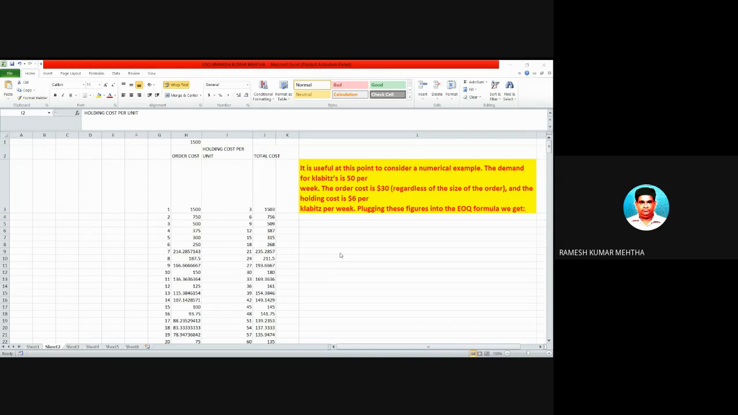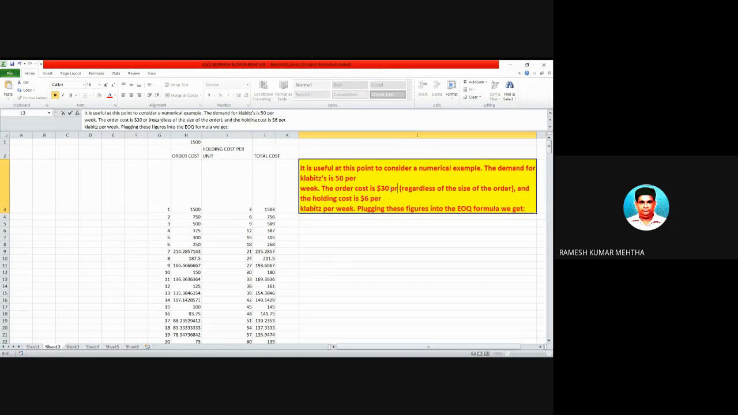Number two is the order cost, which is $30, or 30 rupees in Indian terms. What does it mean? If I am placing an order, it is going to cost me 30 per order. Just consider 30 per unit. Okay, this is number one. I'm just rewriting it per unit.